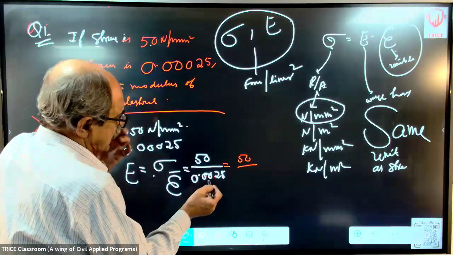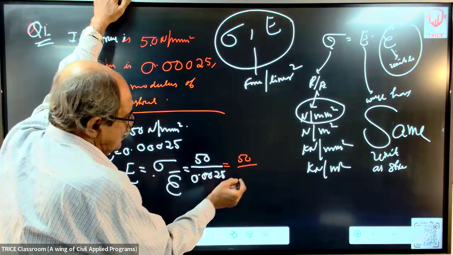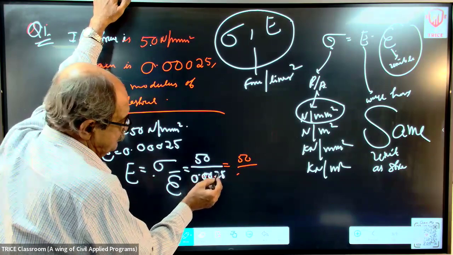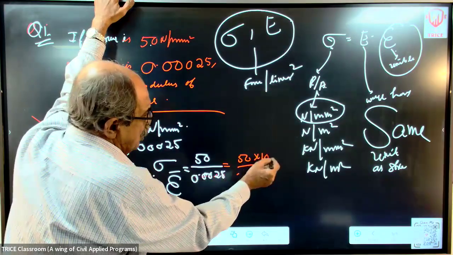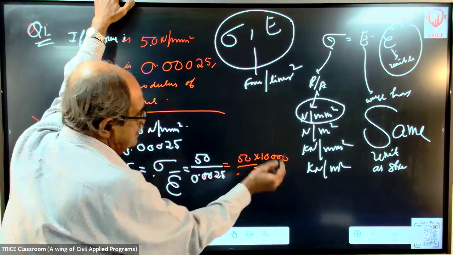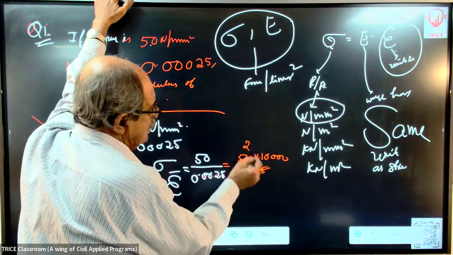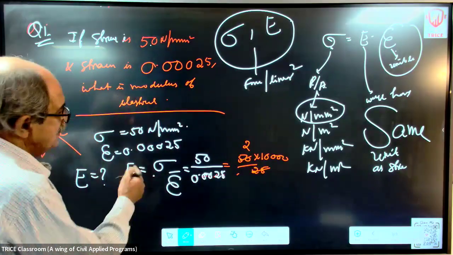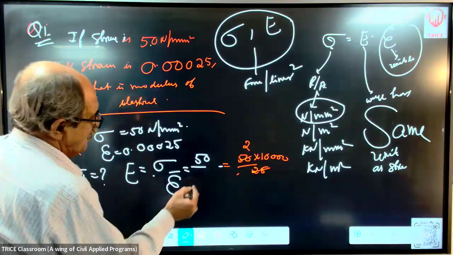Here it is 0.0025. What do you do? You make it 10, 100, 1000, 10,000. Multiply both by 10,000, this will become 25. Let me see, oh, sorry, it is 0.0025. Oh, okay.